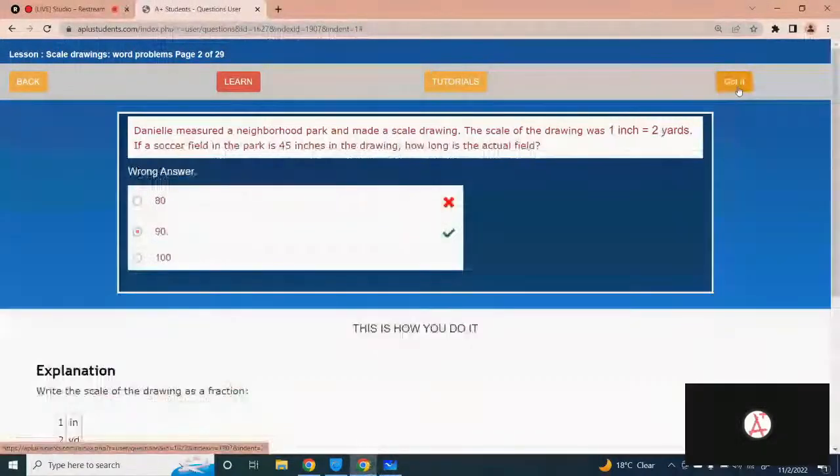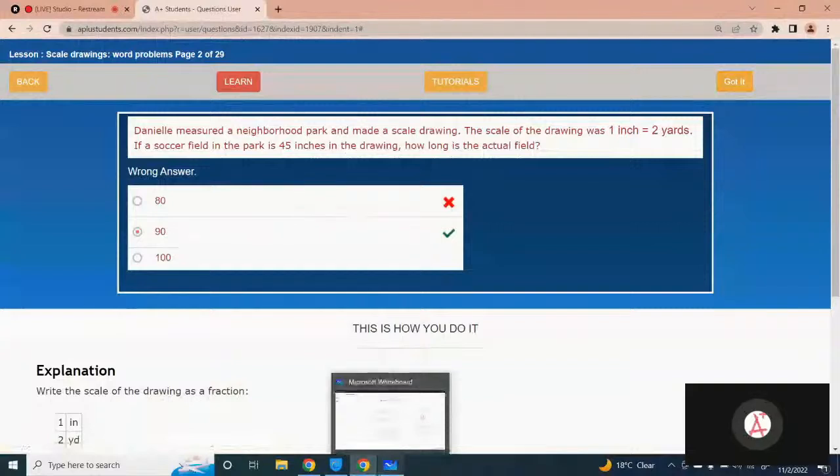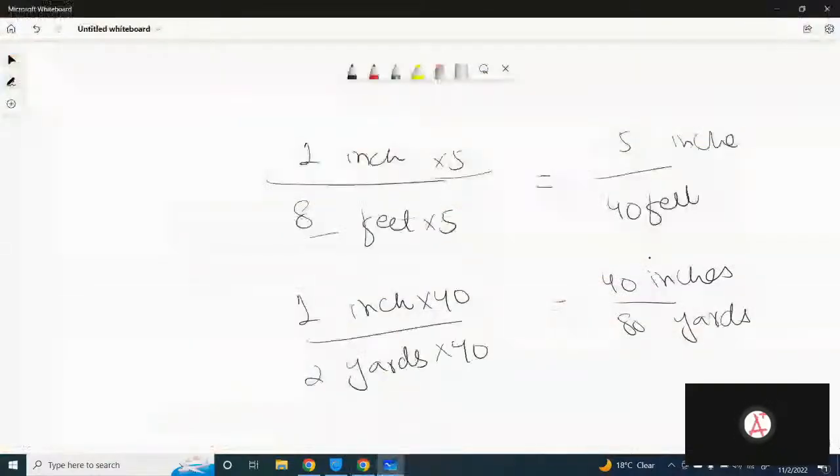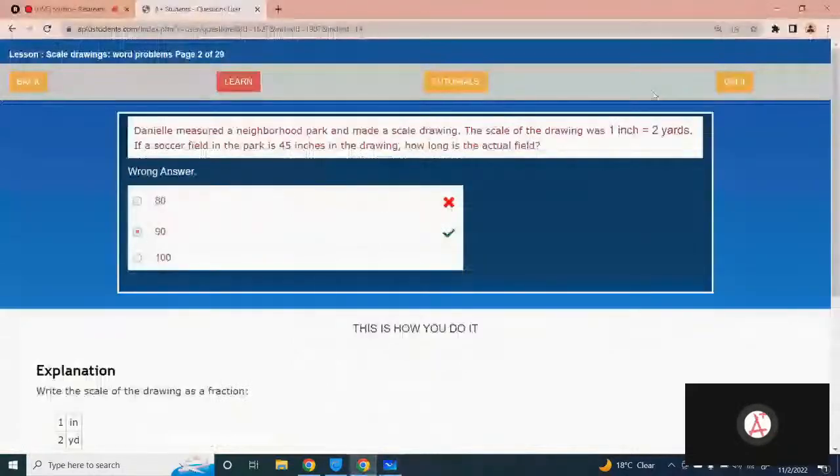Yes, very good. Oh, it is 45 inches. Sorry, I did it for 40. It is 45 actually. So 45 times 1 is 45 and 45 times 2 is 90. So now the correct option is 90. Yes, it is 90 because it is 45, not 40. Got it?